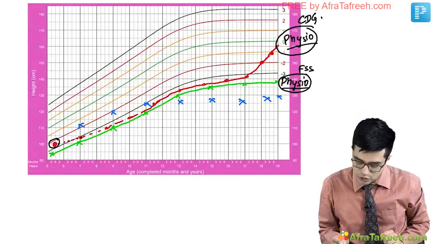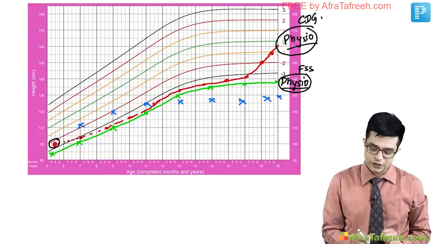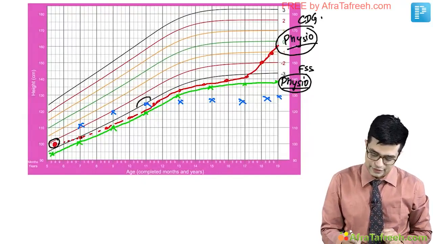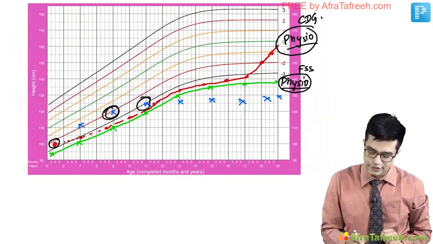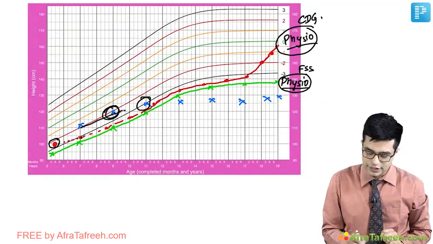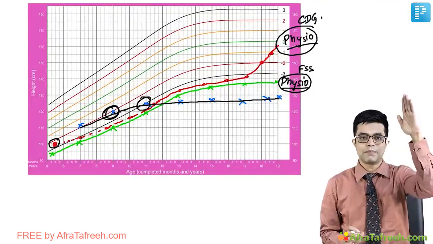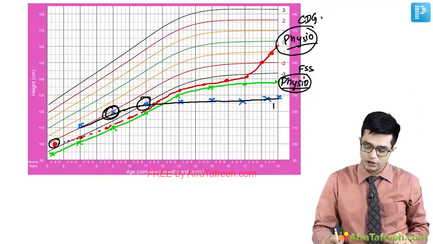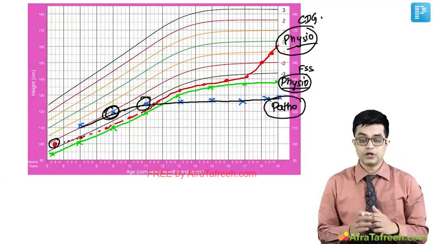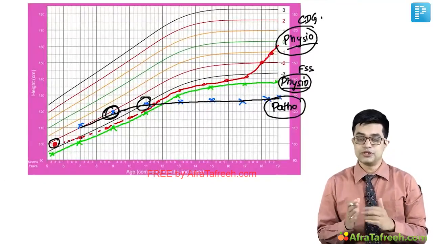Now look at these blue colored dots. This child was normal till here. Then the growth started faltering like this and it became plateaued. Whenever growth becomes plateaued, it is not parallel to the growth curve. We always call it pathological short stature.